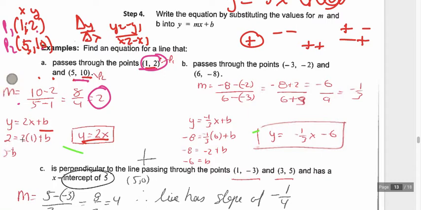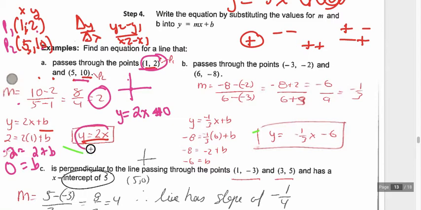So I get 2 equals 2 times 1 plus b, and then you end up with 2 equals 2 plus b, and when you rearrange, you get b equals 0. So that can happen, and that just means your y-intercept is 0. If you're going to graph that, it means we're going through the origin, which is no big deal. But when you sub back into mx plus b, now that I found out b is 0, I end up with y equals 2x plus 0, which we clean up as y equals 2x.